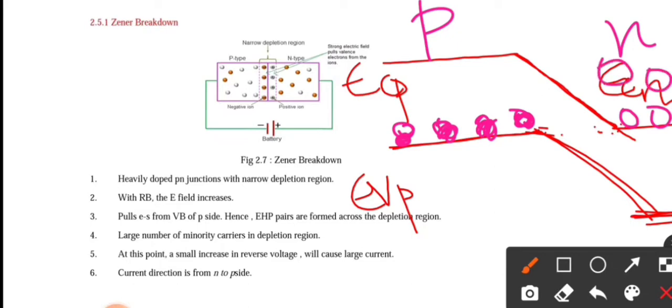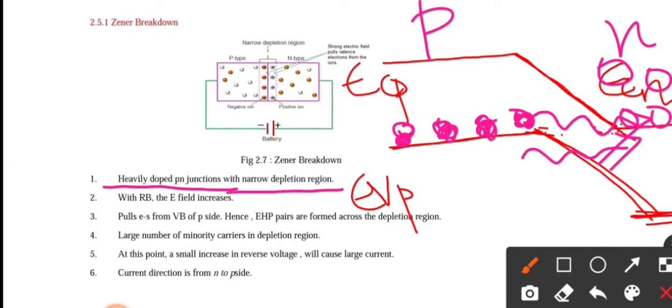Since these two bands are very near, the electrons in the valence band will tunnel through the depletion region and reach the conduction band of the n-type semiconductor. This process is known as electron tunneling. This will happen only for a heavily doped p-n junction with a narrow depletion region. Electrons in the valence band of the p-type semiconductor, which are the minority charge carriers, will tunnel through the depletion region and reach the many empty states in the conduction band of the n side.